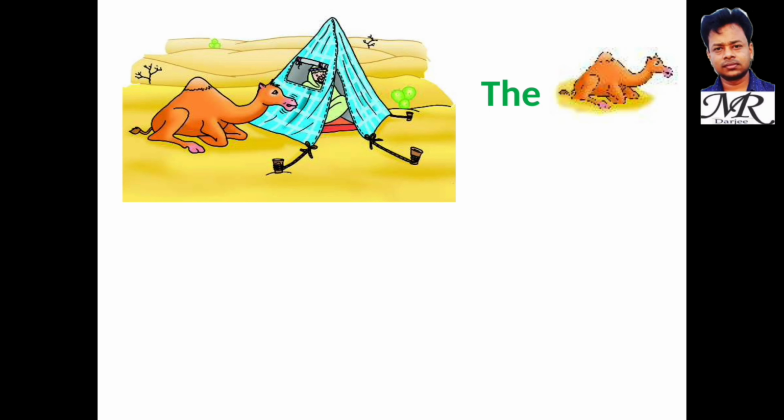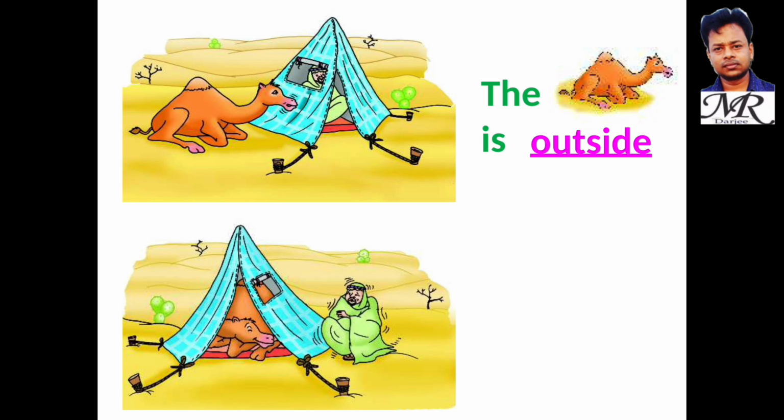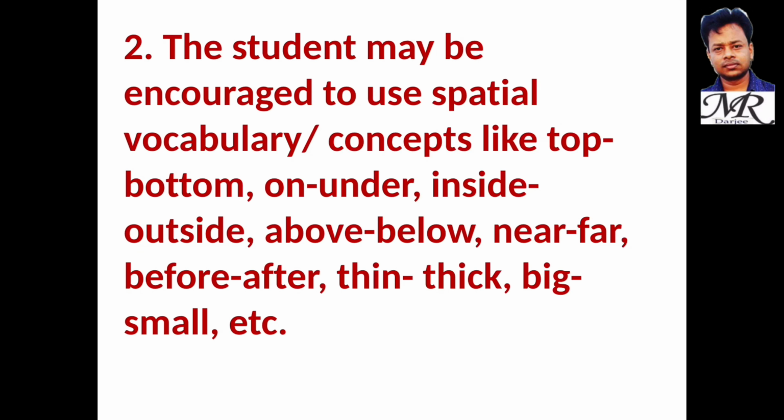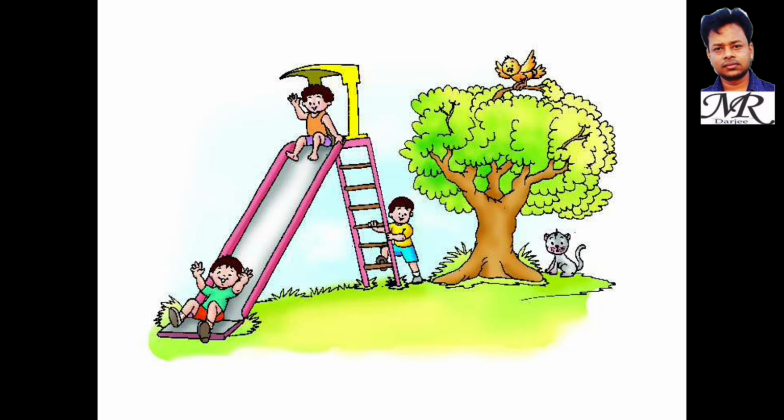The camel is outside the tent. Now, where is the camel? The camel is inside the tent. The student may be encouraged to use spatial vocabulary concepts like top, bottom, on, under, inside, outside, above, below, near, far, before, after, thin, thick, big, small, etc.